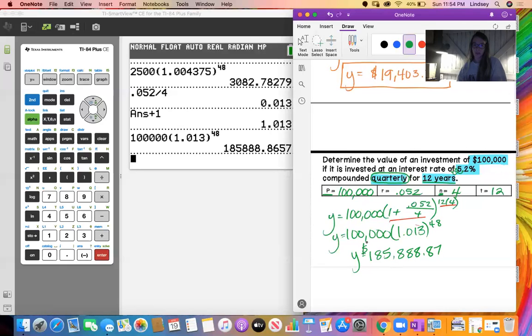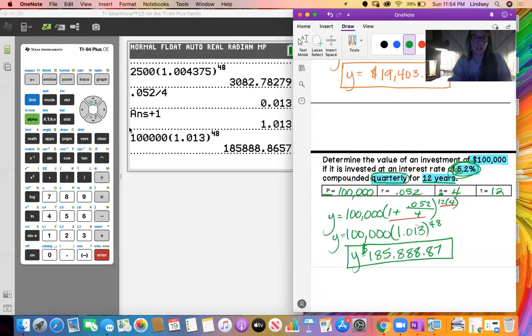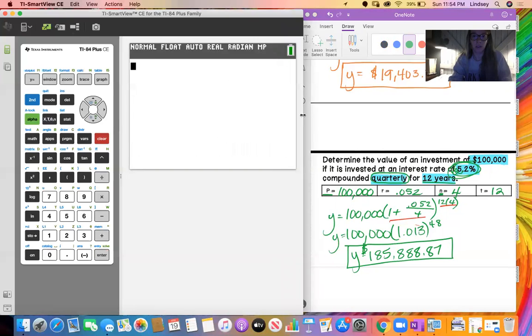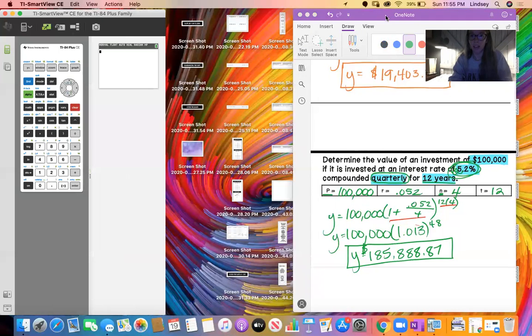Okay, so that interest, we had a higher interest rate, 5.2%. That's a very high interest rate in regards to how much it builds off of an amount. So you can see that at the end of 12 years, you end up with almost $86,000 more than you started with. So that's just based off the interest that is applied to your starting amount.